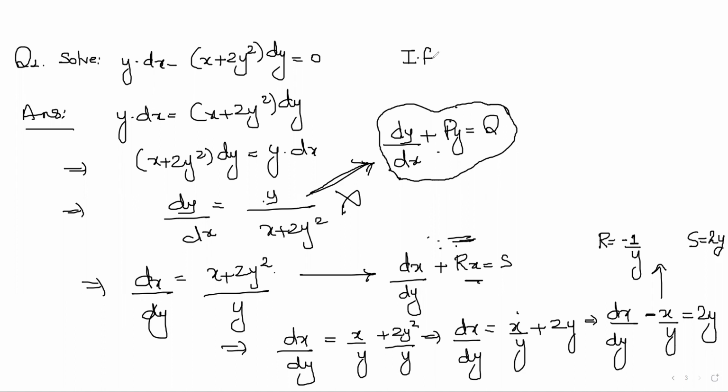Integrating factor, you will get this one, e exponent integral minus 1 by y dot dy. So this is e to the power minus log y. And this means e to the power log y raised to minus 1. So here you will get 1 by y. This is the integrating factor. Now please solve it and share the final answer.